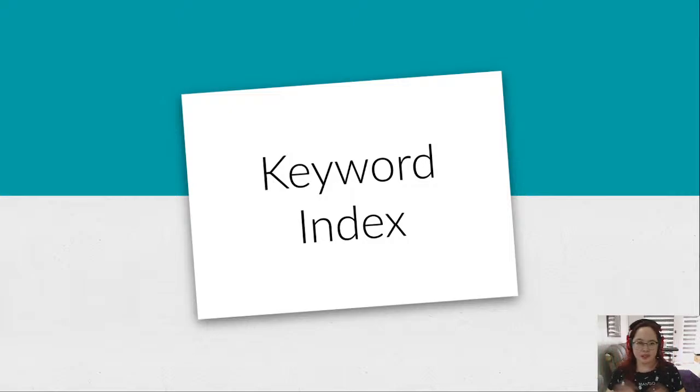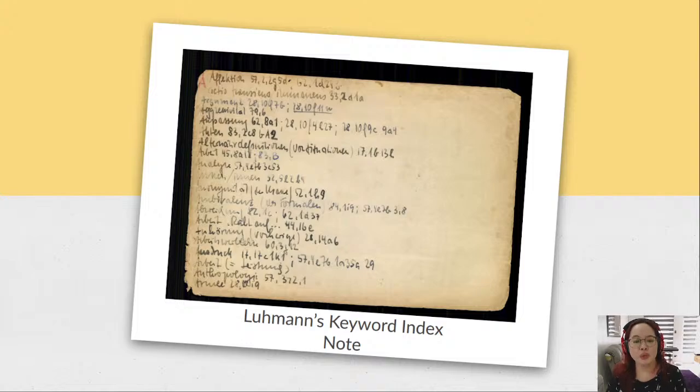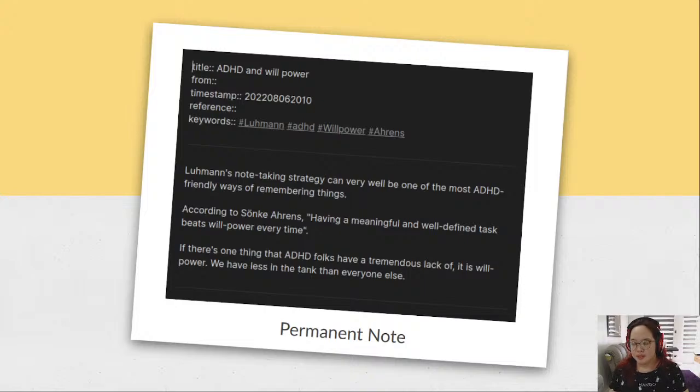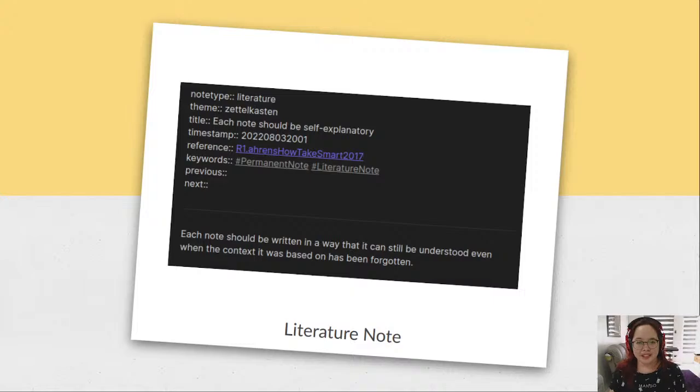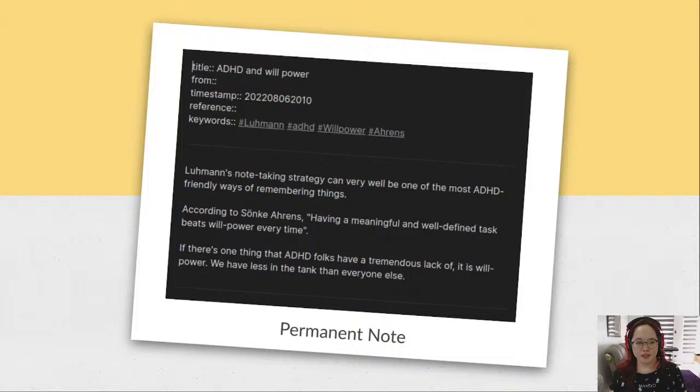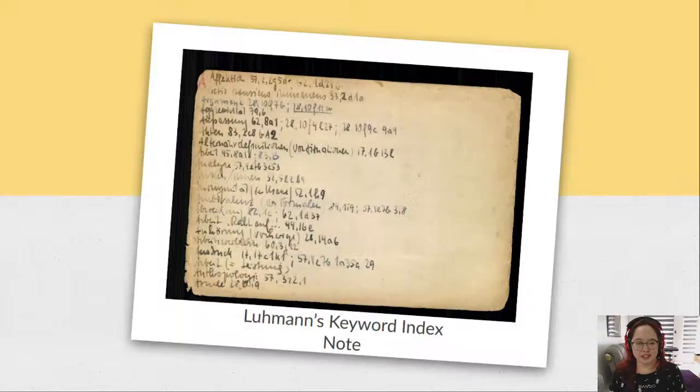So, the last of the notes that you have there is your keyword index. This is Luhmann's keyword index note. You will notice that in this keyword index, he has your keywords right over here on one side. And next to that keyword are numbers. And these are the ID numbers on the notes that he created. Again, let's take a look. My permanent note has an ID. My literature note has an ID. Whether it's a permanent note or a literature note, you have to remember that you have to give it an ID. You have to give it an identification number in one way or another.